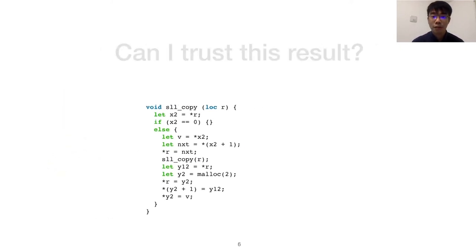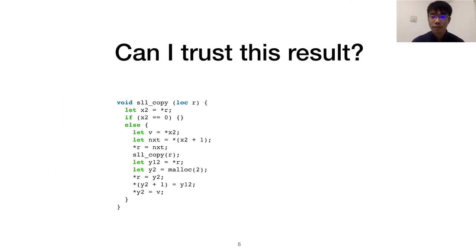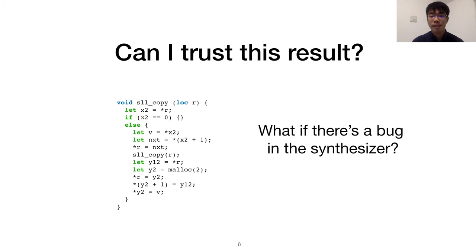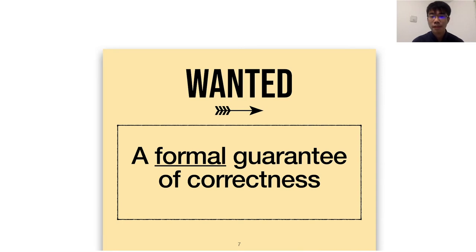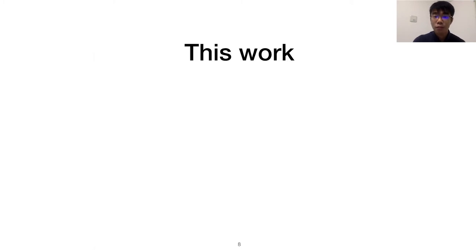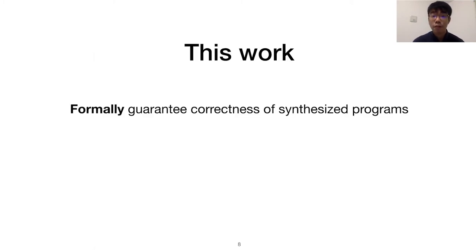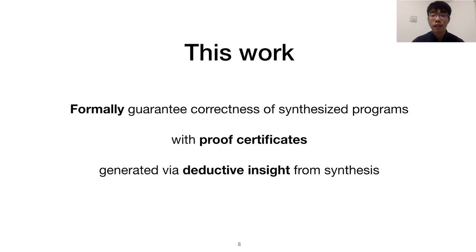But just then, you're hit with a wave of uncertainty. Can I trust this result? The synthesizer was written by humans, so surely a bug could make it synthesize incorrect programs. Can we have a guarantee that programs synthesized by Suslik correctly implement their specifications? In this work, we discuss a way to produce this formal guarantee in the form of proof certificates for each synthesized program. The technique consists of generating these certificates using the deductive insight gained from synthesis.